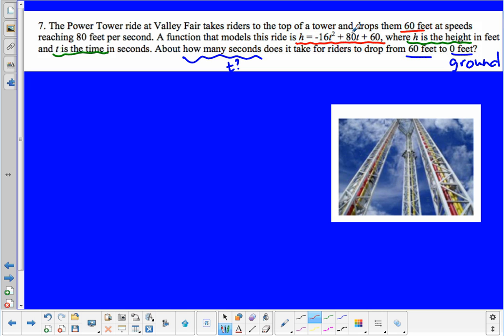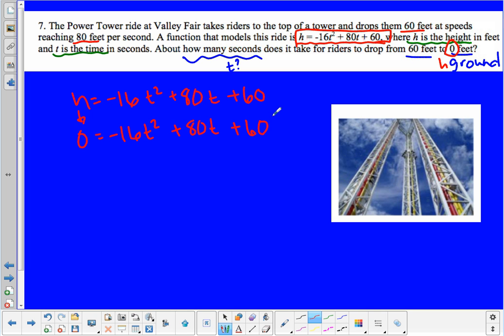A lot of times I see students that want to take the 60 and the 80 and the information that was given to them and try to plug it in here somehow. You don't need to plug it in. You're given an equation, use the equation that you have. So negative 16t squared plus 80t plus 60, that's the equation that I'm using. Now I want to know when this thing is going to hit the ground, which means that's my h. So my h is going to be 0. And then I need to solve this.